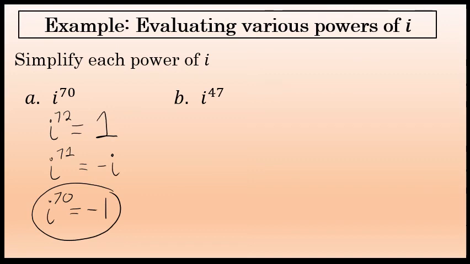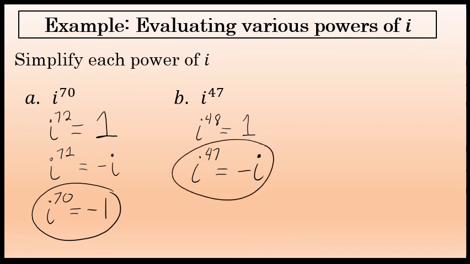How about i to the 47th power? Again, we'll ask ourselves, is 47 a multiple of 4? It is not. The next question, what is the next number bigger than 47 that is a multiple of 4? Well, that's 48. 48 is a multiple of 4, so i to the 48th would be positive 1, and i to the 47th, because 47 is 1 less than a multiple of 4, is negative i. i to the 47th, same thing as negative i.